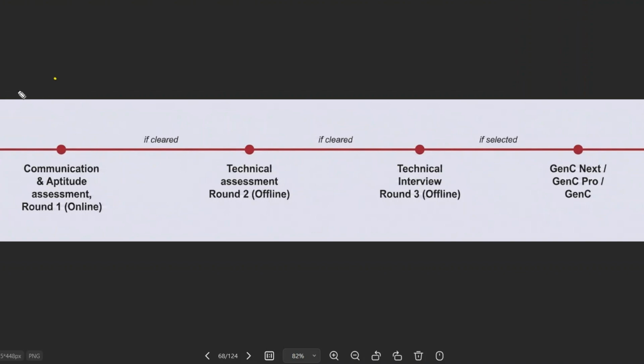At first you'll be going through the screening round. At first your resume will be shortlisted, then you will have the communication assessment and then the aptitude assessment. What will be inside the communication assessment and the aptitude assessment, I'll discuss everything, just wait.